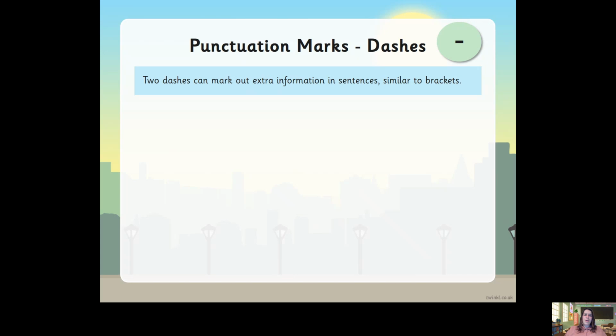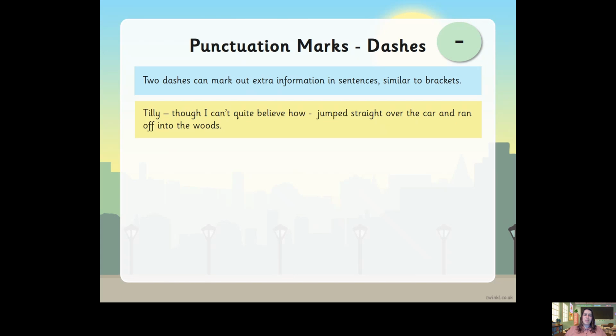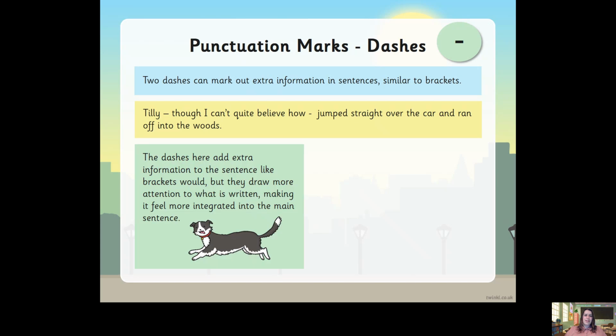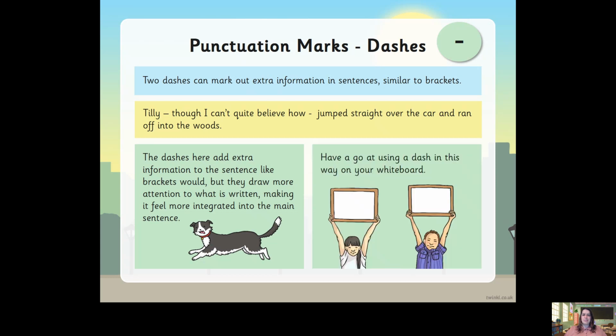The two dashes mark out extra information and they're similar to brackets. As we can see here, they're used to separate the information. They add extra information to the sentence like the brackets would, but they draw more attention to what is written, making it feel more integrated into the main sentence.